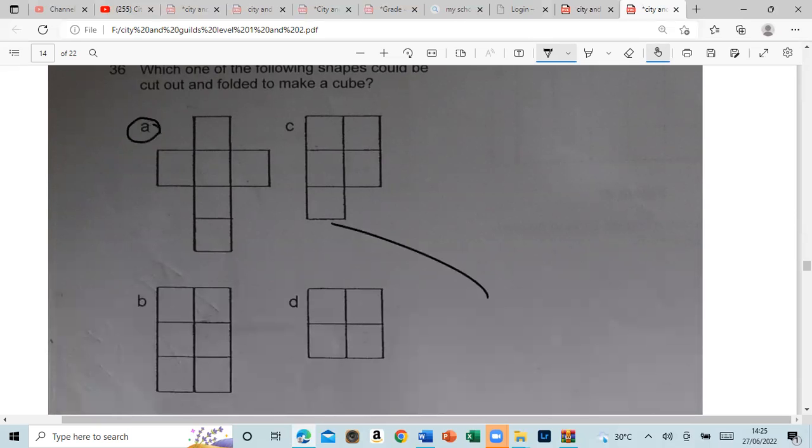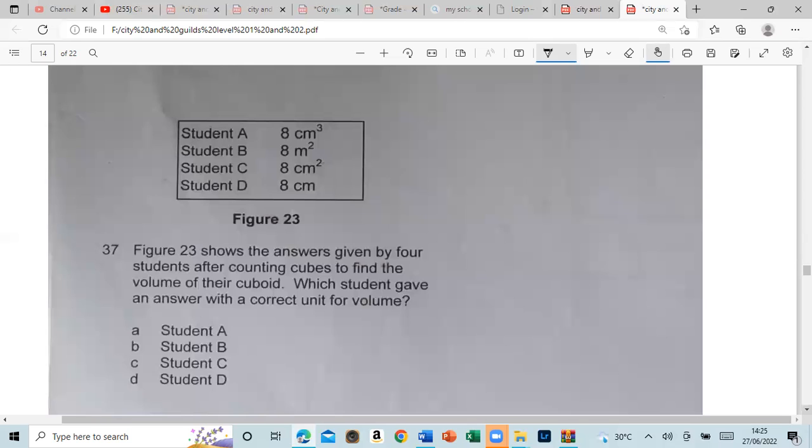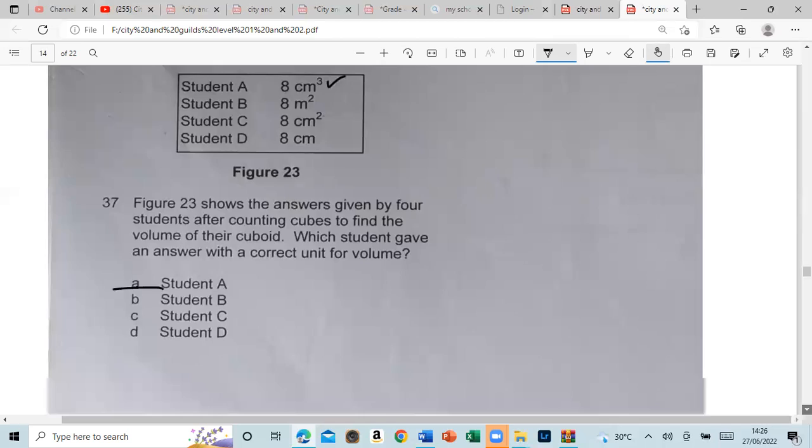You guys should have done the next one in class, right? All right. Student A, 8 centimeter cube. Student B, 8 meter square. Student C, 8 meter square. Student D, 8 centimeter. Figure 3 shows the answer given by 4 students after counting cubes to find the volume of a cuboid. Which student gave an answer which is the correct unit of volume? Now, if it's a cube, it's supposed to be cubed, so that's student A. Let's move on to 38.